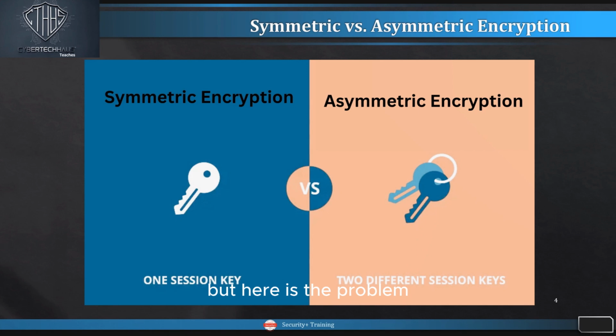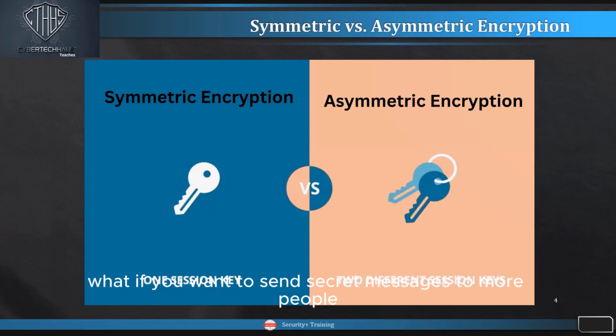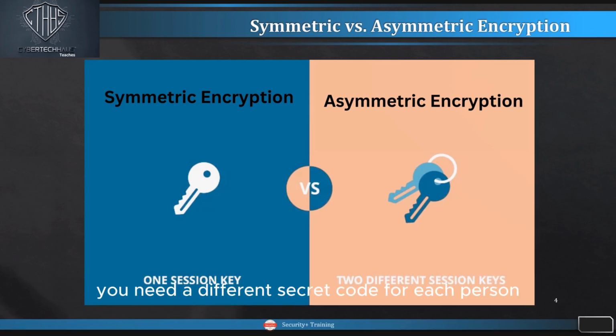But here is the problem. What if you want to send secret messages to more people? You will need a different secret code for each person. Imagine if everyone in the class needed a different secret code to talk to each other. That would be a lot of codes to remember.